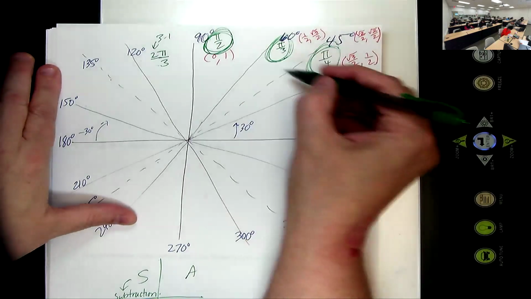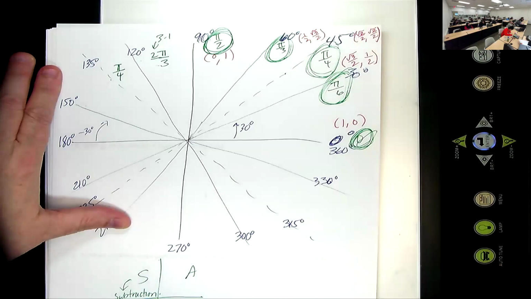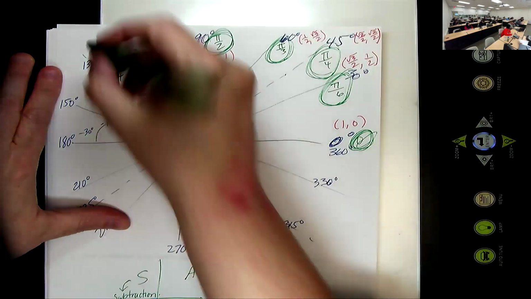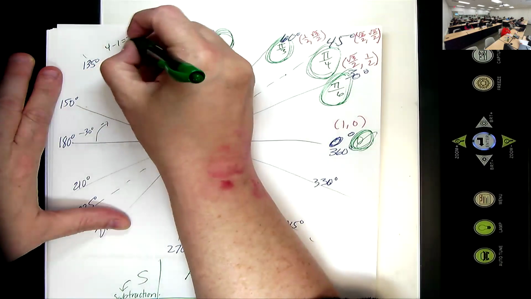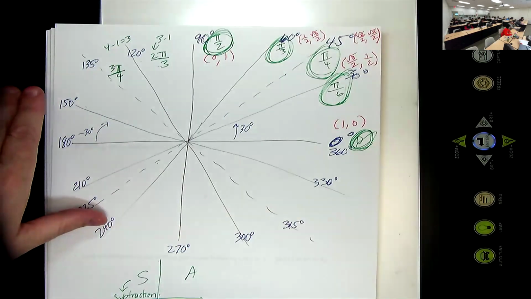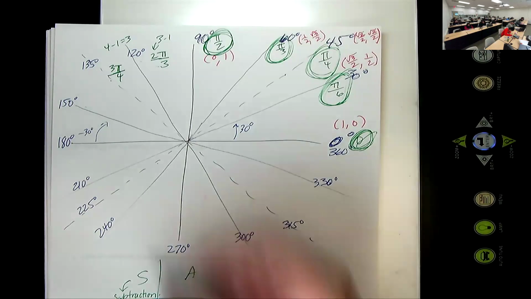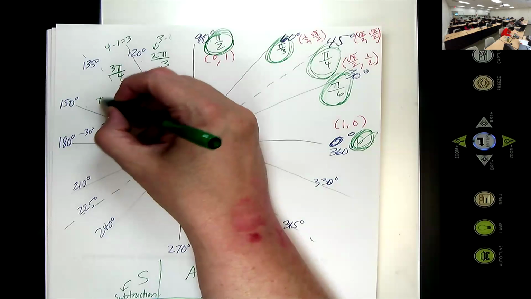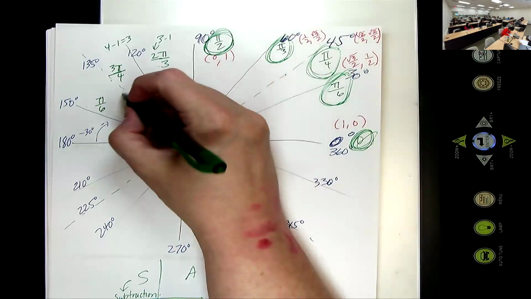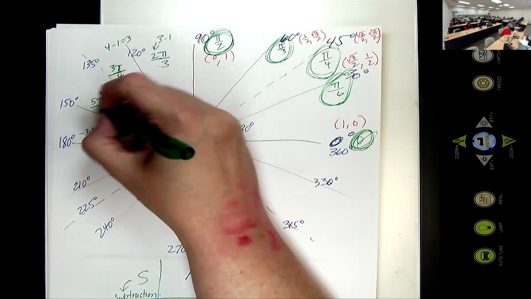If I do this with pi over 4, I put the pi over 4 over here, that's like flipping it across the axis. 4 minus 1 is 3. I put the 3 on top, I've got 3 pi over 4. This is a way to quickly go through the radians. If I do the same here, pi over 6. 6 minus 1 equals 5. I put the 5 on top, I've got 5 pi over 6.